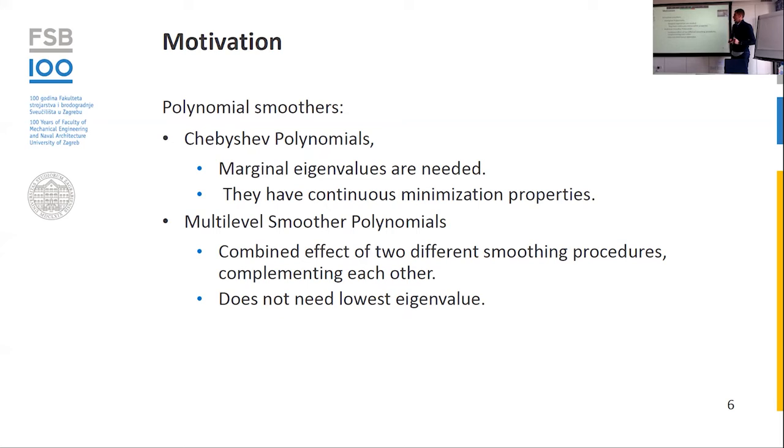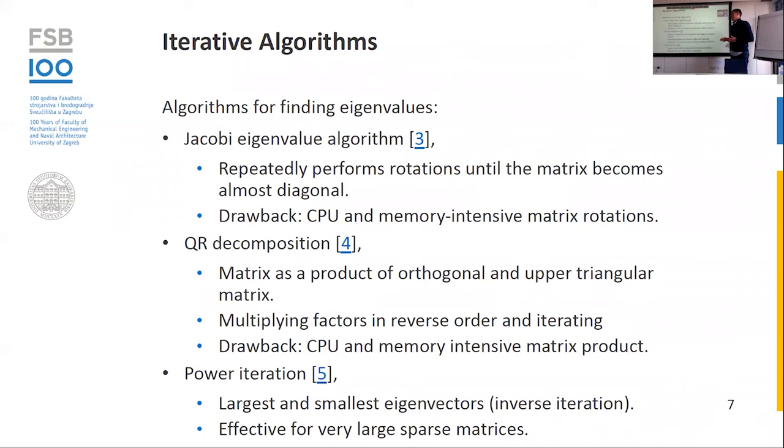And here are some iterative algorithms which are used for finding eigenvalues. I list some of them, and these listed have some drawbacks. For example, the Jacobi eigenvalue algorithm has the main drawback of intense memory and CPU usage because it needs to perform matrix rotations. QR decomposition has the drawback of intensive CPU and memory matrix products. And the last one is power iteration, which is maybe better than these two because it calculates the largest and smallest eigenvector, which is actually what we need, and it is effective for large sparse matrices.